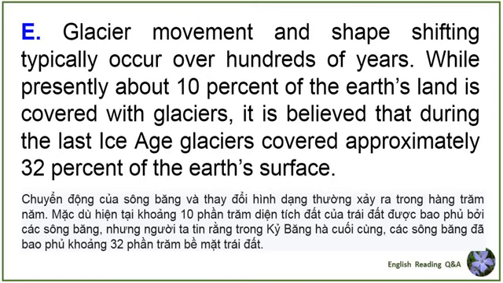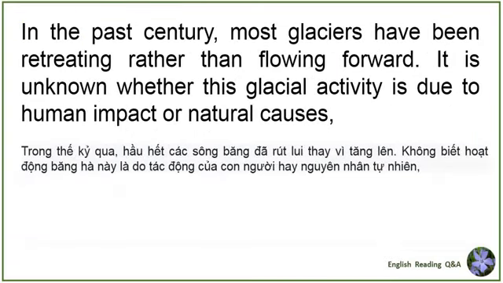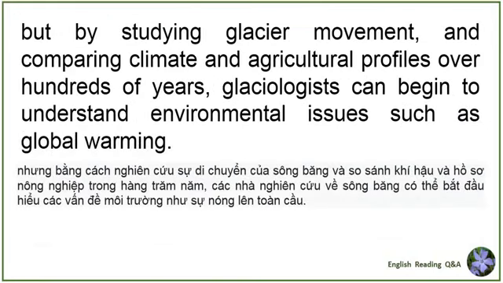While presently about 10% of the Earth's land is covered with glaciers, it is believed that during the last ice age, glaciers covered approximately 32% of the Earth's surface. In the past century, most glaciers have been retreating rather than flowing forward. It is unknown whether this glacial activity is due to human impact or natural causes. But by studying glacier movement and comparing climate and agricultural profiles over hundreds of years, glaciologists can begin to understand environmental issues such as global warming.